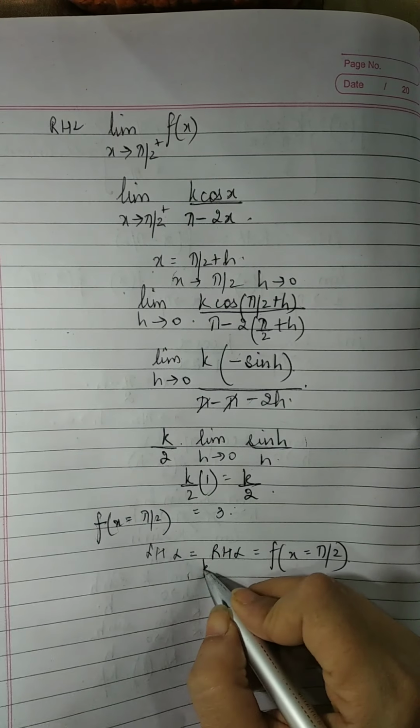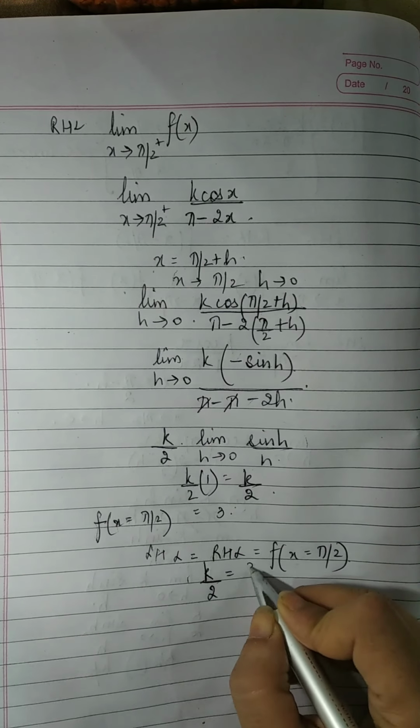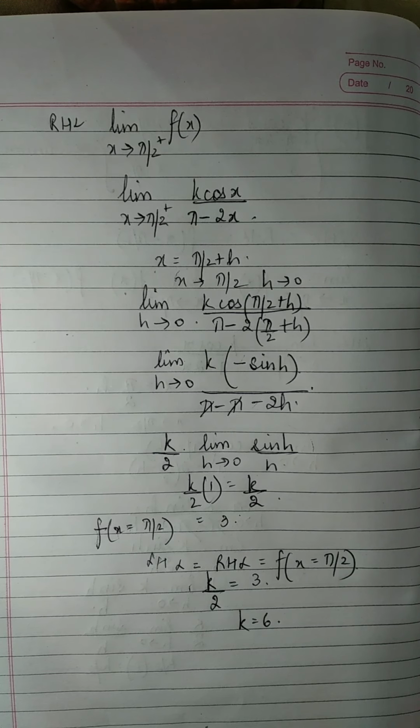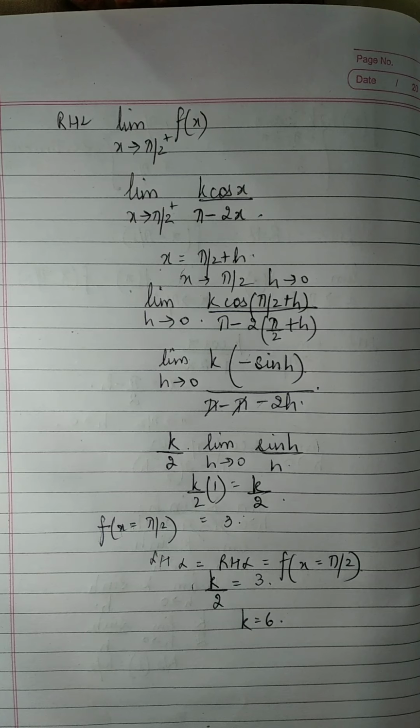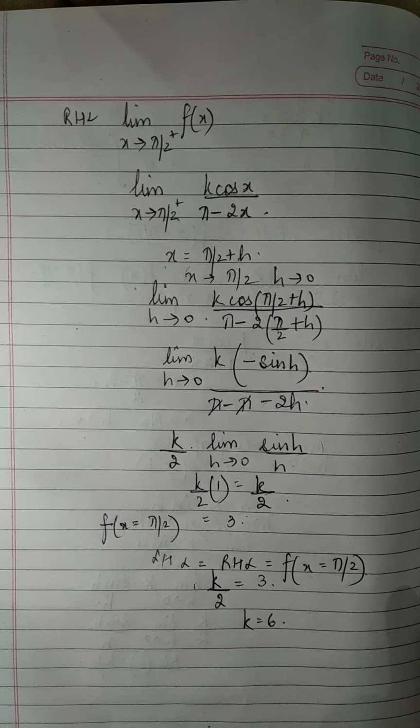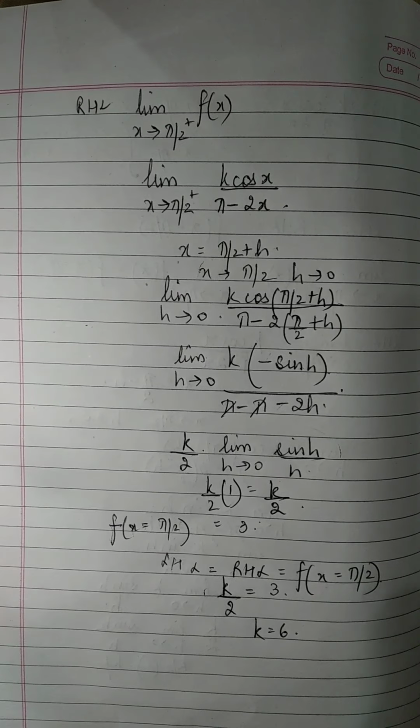So what do we get? We get k by 2 is equal to 3, or k is equal to 6. This is how such questions have to be attempted. I hope it's very much clear to you all. Okay. With this, we move on to the next question.